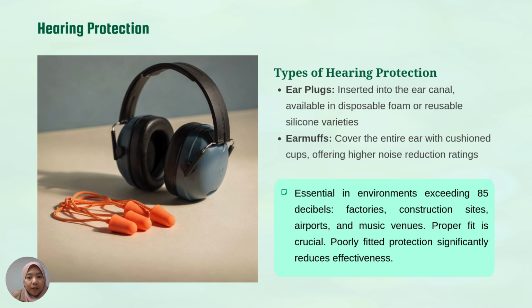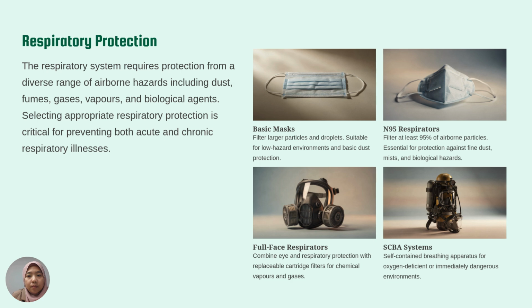For hearing protection, we have two types: earplugs, which are inserted into the ear canal and available in disposable form or reusable silicone varieties. And we also have earmuffs, which cover the entire ear with cushion cups, offering higher noise reduction rates. Earplugs and earmuffs reduce sound to safer levels and are essential in areas above 85 decibels.